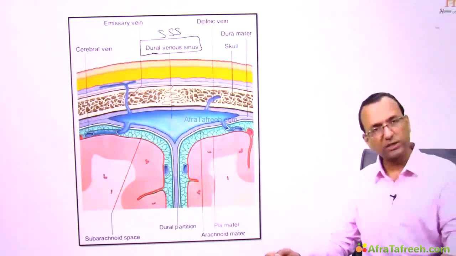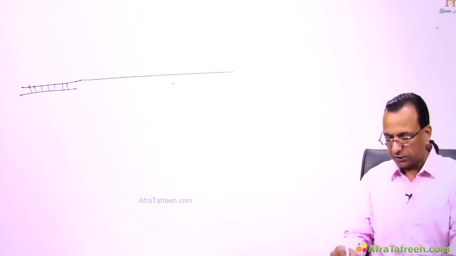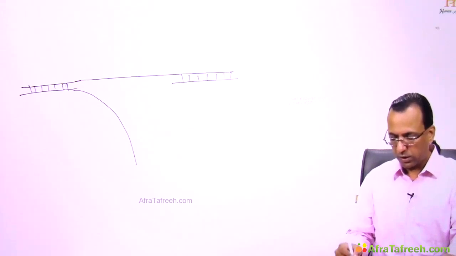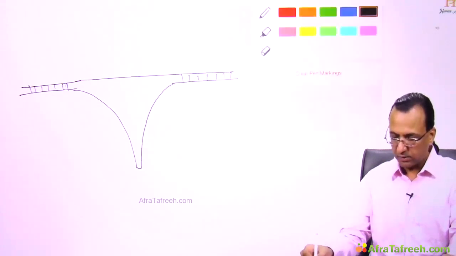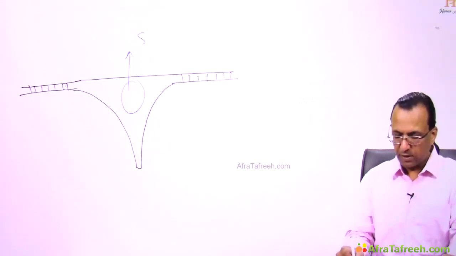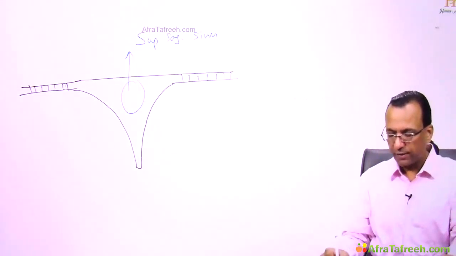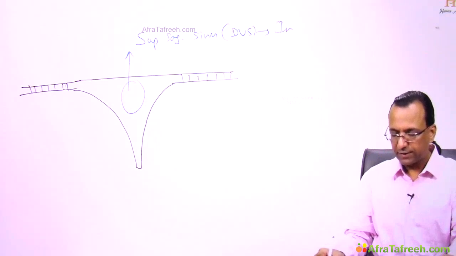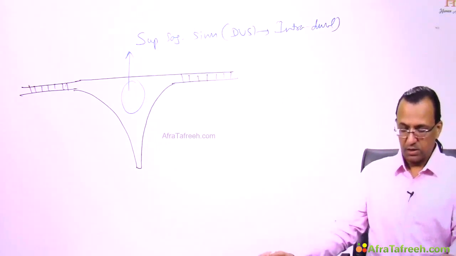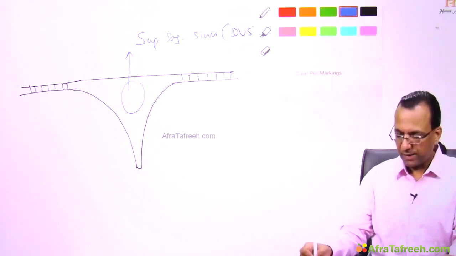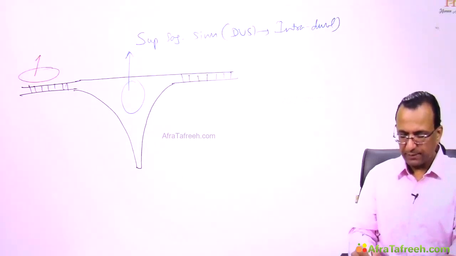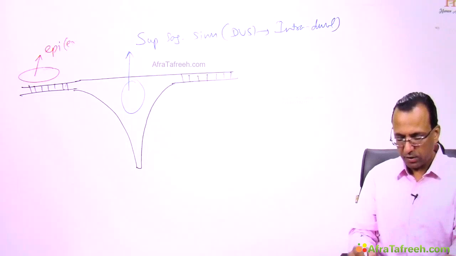So this is what you want to discuss? Yes. Okay, discuss then. You see, this is the double layer of dura mater and it is now splitting. Why? To enclose a sinus. What sinus? That is a dural venous sinus. Name: superior sagittal sinus. You are looking from the front view. So that is the superior sagittal sinus, a dural venous sinus, and it is intradural. Yes, it is intradural. Then what is above that? Means outside. Yes, that could be epidural or extradural hemorrhage.